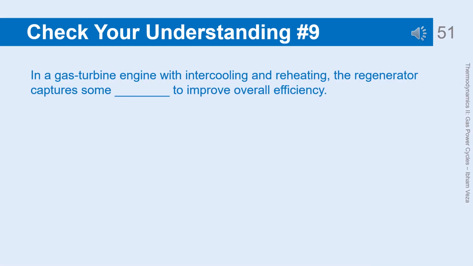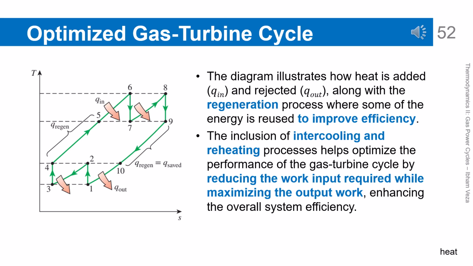Check your understanding number 9. This question reinforces that the regenerator functions to capture heat. This heat is then reused to preheat the compressed air. In this way, the overall cycle efficiency increases without increasing the maximum temperature. This concept is consistent with the main purpose of regeneration in thermodynamic cycles. This understanding is important to evaluate the benefit of each additional component in the system.